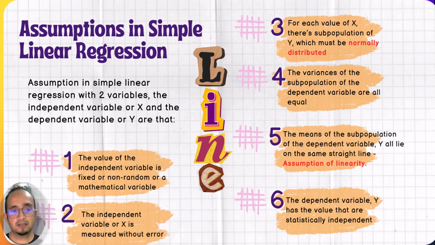And the last assumption is that the dependent variable y has values that are statistically independent. All 6 assumptions can be summarized as LINE, where the letters represent linearity, independence, normality, and equality of variance.